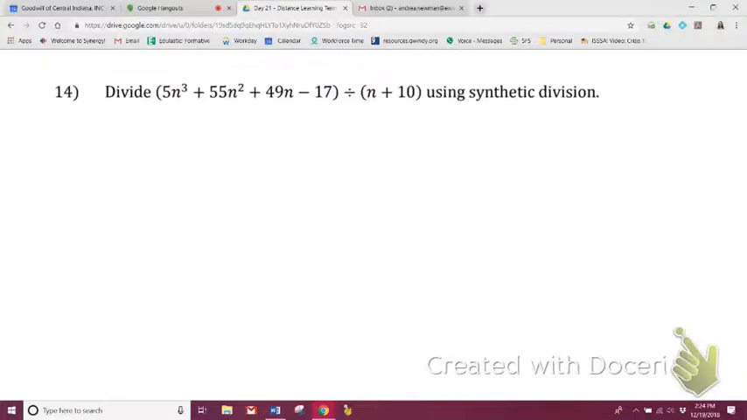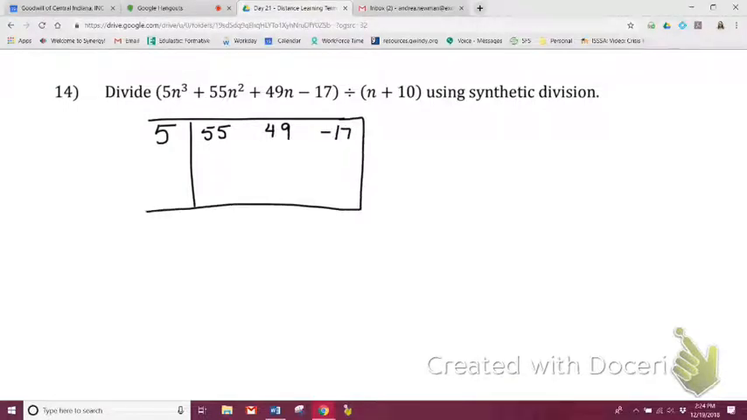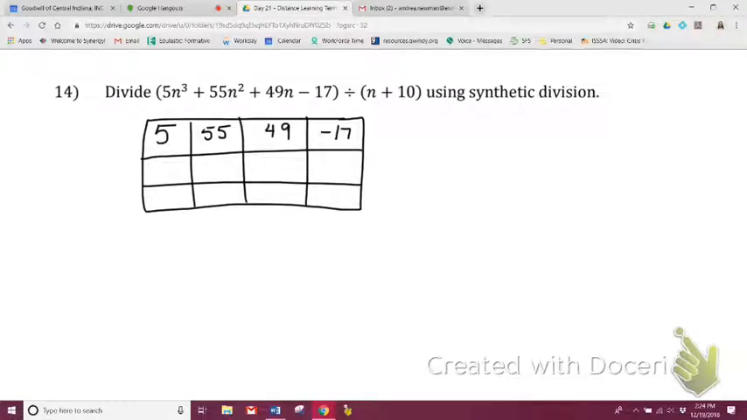All right, question 14 is where we get to use synthetic division. With synthetic division, we have to have all of our coefficients across the top. Make sure you have every degree accounted for. So after this 5n to the third, I have to have n squared next. So 55, then n, which is 49, and then my constant, negative 17. Remember, it's always 3 rows down.